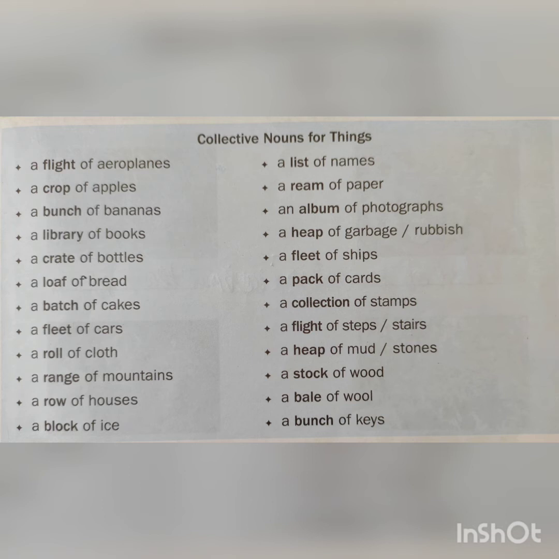A heap of garbage or rubbish. Heap means an untidy pile or mass of things. A fleet of ships. A pack of cards. A collection of stamps. Collection means a group of objects of one type that have been collected by one person or in one place. A flight of steps.